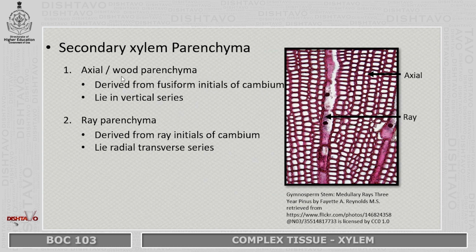When it comes to the secondary xylem parenchyma, you have two types. One is referred to as axial or wood parenchyma, and the second one is the ray parenchyma. Axial wood parenchyma is derived from fusiform initials of cambium, and lies in vertical series. In this diagram you can see that they are arranged in the vertical series, whereas the ray parenchyma are derived from the ray initials of cambium, and in the section you will see them in the transverse series this way.